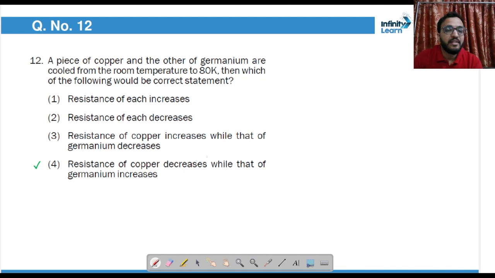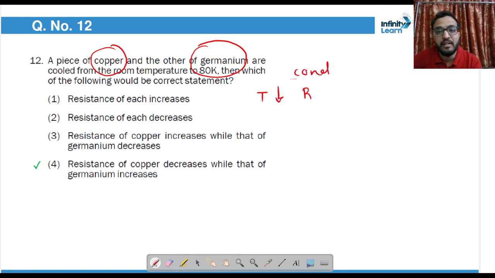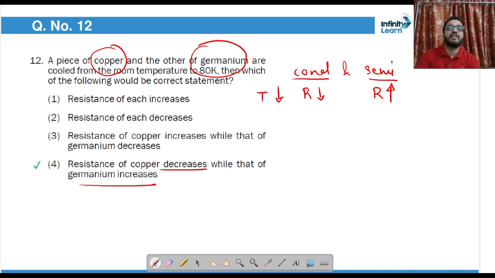Now, see, this is a question which has been asked in previous exams also, so I'm going to discuss it once again. Copper is a conductor. Germanium is a semiconductor, right? So if you reduce the temperature, resistance of a conductor reduces and resistance of a semiconductor increases. Do you understand? So copper decreases and germanium increases.